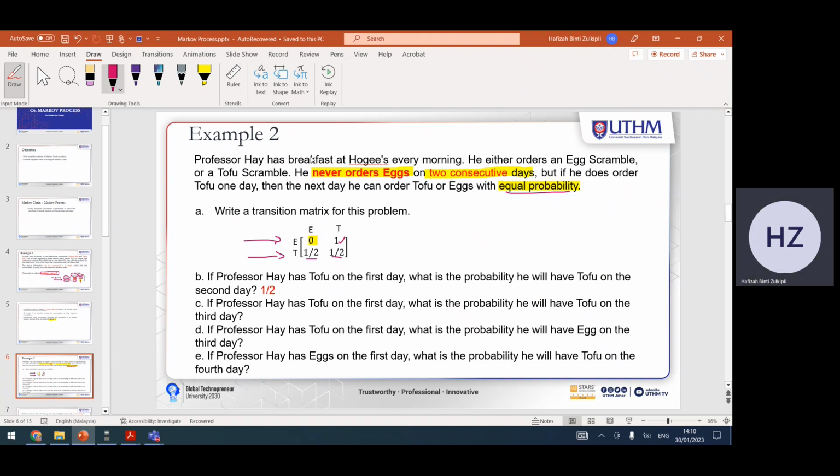So now it comes to the questions related to the matrix. If Professor Hay has tofu on the first day, what is the probability he will have tofu on the second day? So it comes directly from this matrix. Tofu on the first day, tofu on the second day. So this is equal to 1 over 2. So that is the answer.